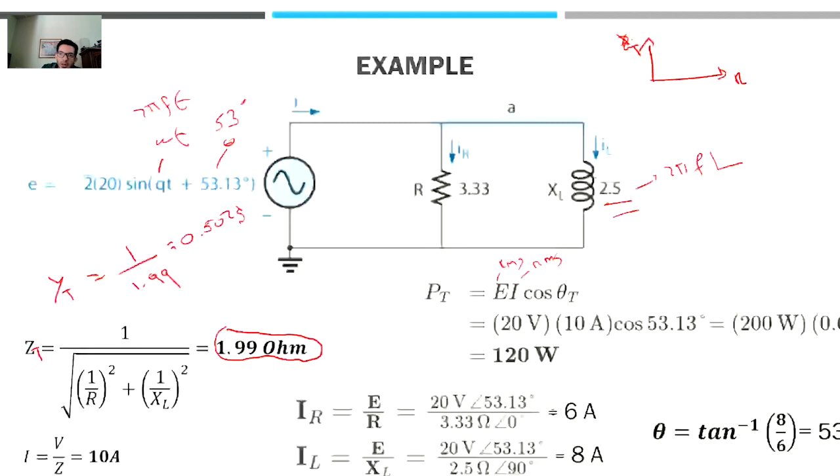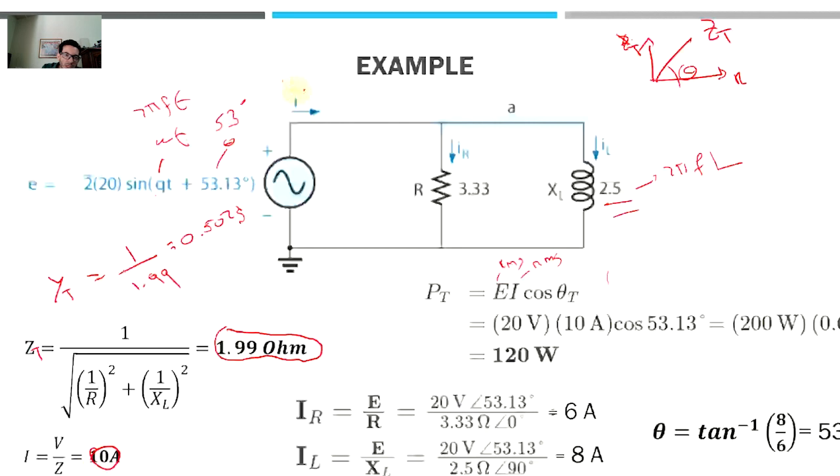Okay, so in this particular case, we don't have a capacitor, so we know that the impedance is going to be positive because of the inductor. So what we need to do is find the angle of the total impedance. This angle will help us find the total power. All right, so what we do next is we find the total current from the total impedance, and we simply say that V divided by the impedance is equal to 20 divided by 1.99, or basically 2 ohms, which is very close to 10 amps.